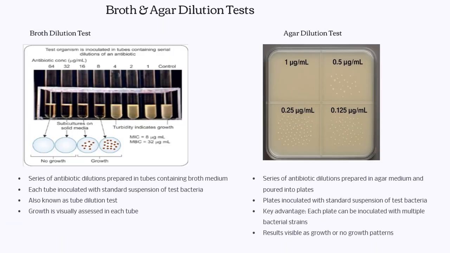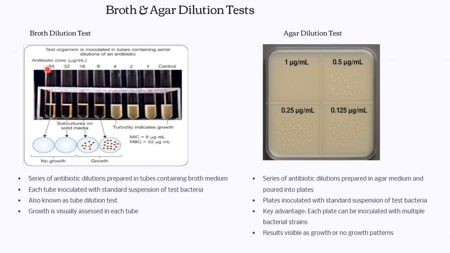As we already discussed, the serial dilution method includes two methods, broth dilution and agar dilution. In the broth dilution method, we use a series of test tubes containing nutrient broth medium, and we prepare a series of dilutions of the antibiotic in the nutrient broth medium.